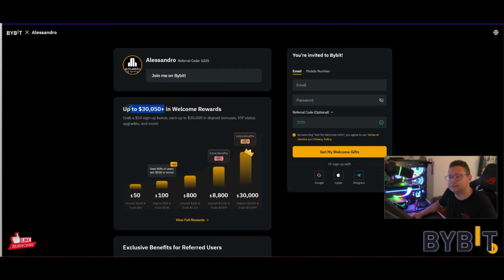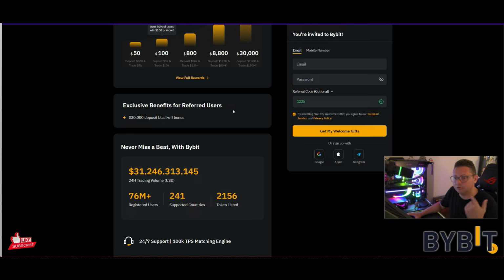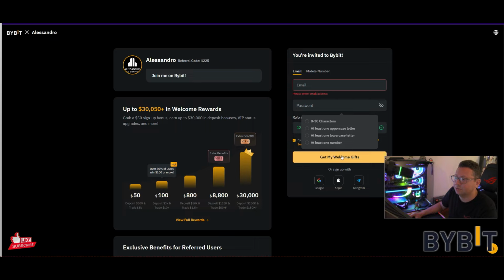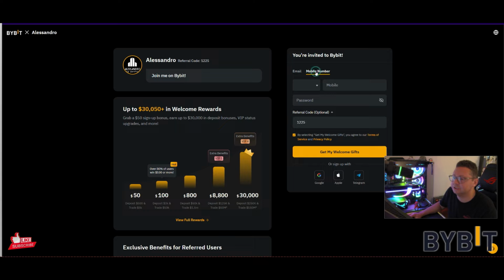That means you're going to get the maximum welcome rewards possible depending on your first deposit, trading volume, and so on. Usually on Bybit you have one of the biggest ones, which is currently around 30,000. It can also vary depending on when you sign up. Here you just put in your email and password, then get my welcome gifts, or just sign up and then you're ready to go. You can also create an account with your mobile number. That's of course also possible, but I like the old school email way: just email, password, and then you're ready to go.